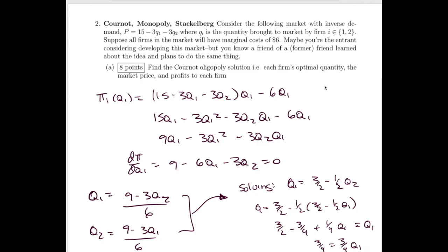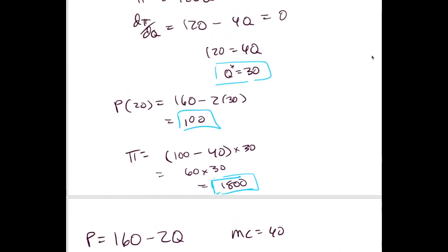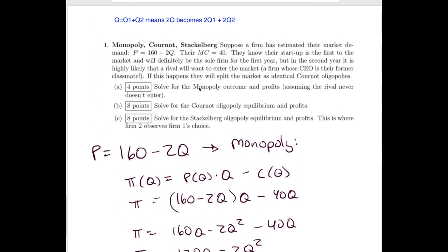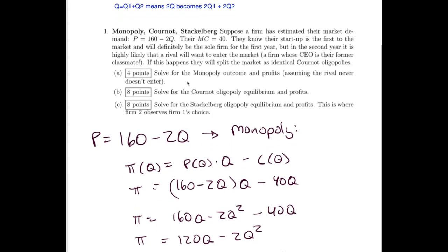I don't want to go over everything because I wrote the solution there, but basically what I'm going to do is ask to find the monopoly outcome, the Cournot outcome, and the Stackelberg outcome in both exercises. All right, so first off, we have an inverse demand curve.